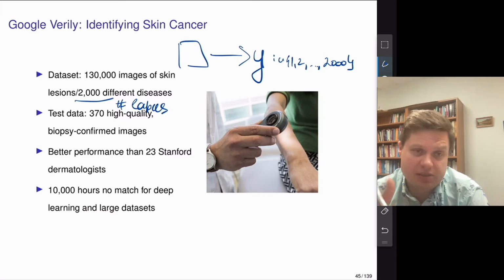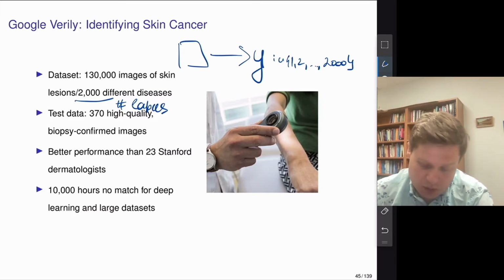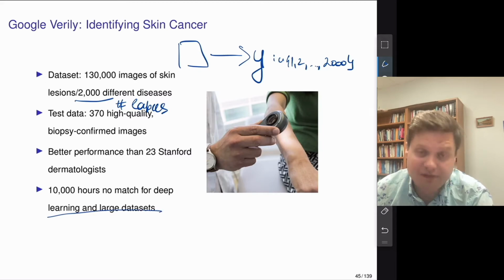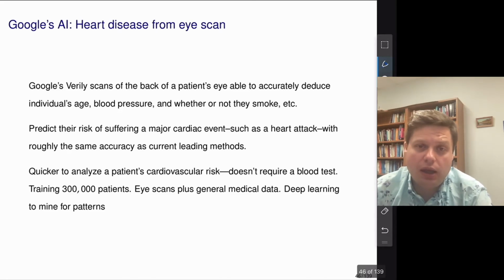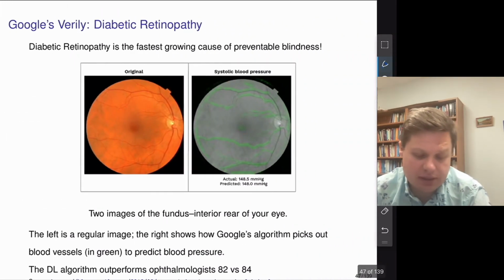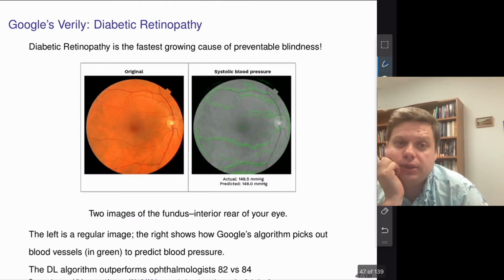And you basically spend 10,000 hours to train the deep neural network. On modern computers, it can be done very quickly, and then at the end, you can outperform a human dermatologist. And let's actually talk about this example, diabetic retinopathy.